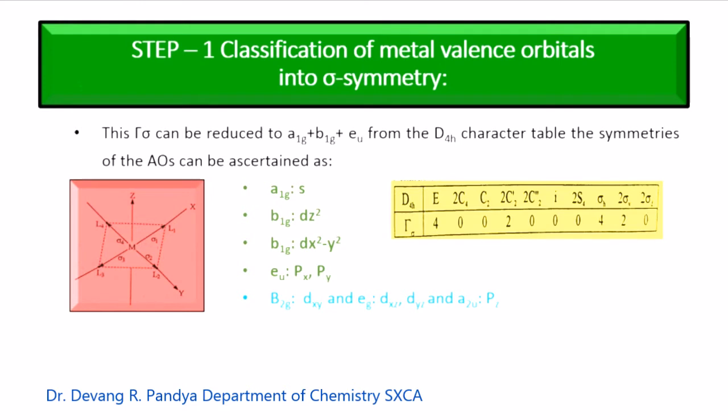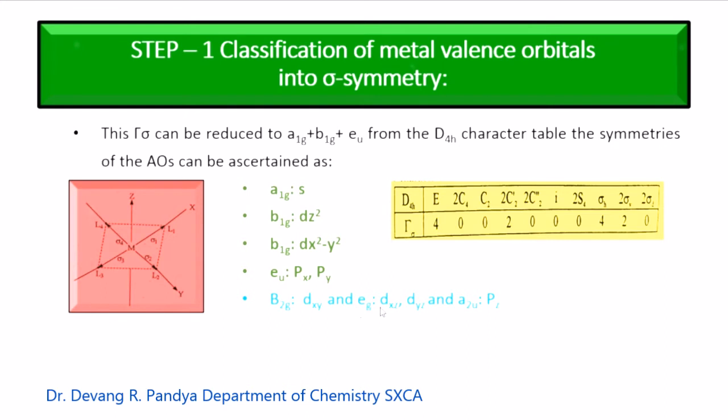The symmetries of the atomic orbitals can be ascertained as follows: A1g to the 4s atomic orbital of the central metal ion, B1g to 3dz², B1g also to 3dx²-y² of the central metal ion, Eu to px and py, the 4p orbitals of the central metal ion, B2g for dxy, which is a planar orbital arrangement, Eg for dxz and dyz, and finally A2u for pz.